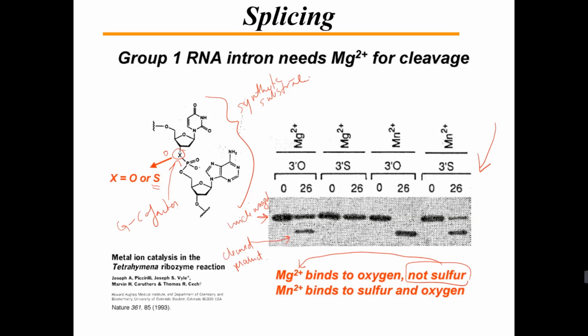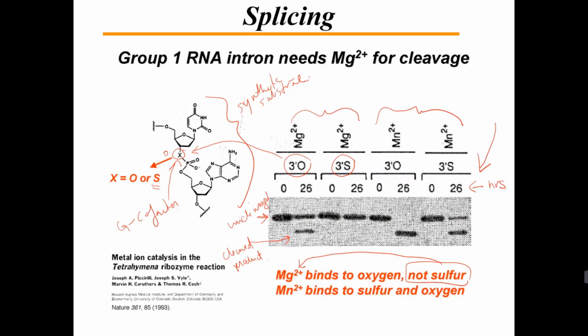Okay, and this was actually carried out, again, using two different metal ions, so magnesium and manganese, and two different atoms. So either in this position we had an oxygen or a sulfur group. And finally, these numbers here, 0 to 26, just represent the hours after treatment. So at 0 hours and then 26 hours later.